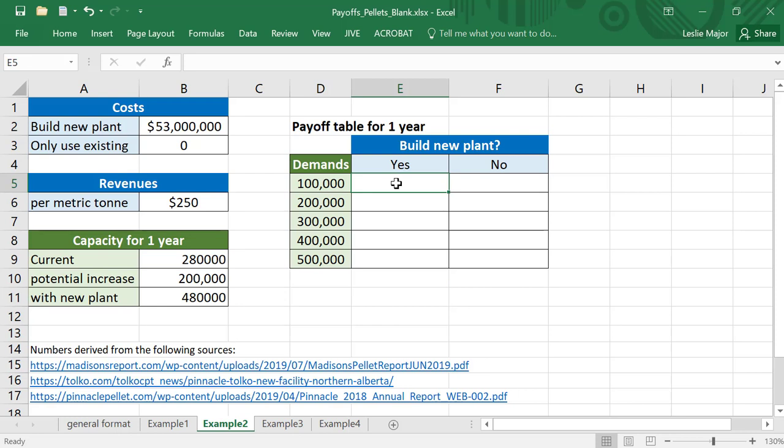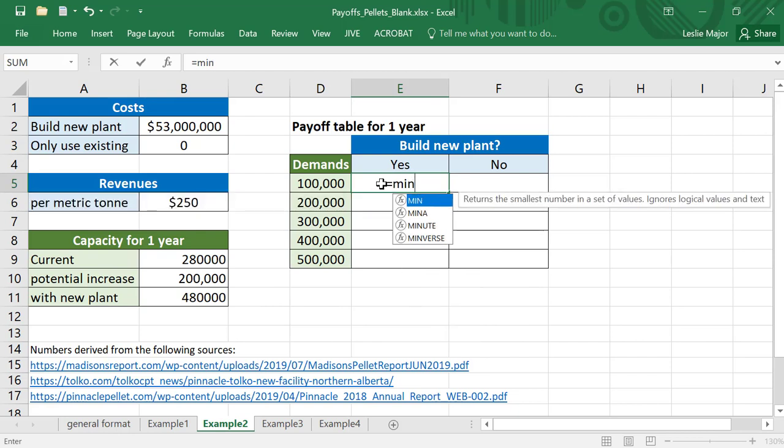Now, what we have to be really careful of is the following. If they don't build a new plant, they're not going to have enough capacity to always meet demand. Notice they can meet demand up to 200,000, but they cannot satisfy 300,000. All they can fill is the 280,000 that they can produce. Even here, if the demand is all the way up at 500,000, they're going to be over that. So what I really like to use is the MIN call in Excel to handle this. I do a minimum of the demand with the potential capacity. Okay, so let's have a look here.